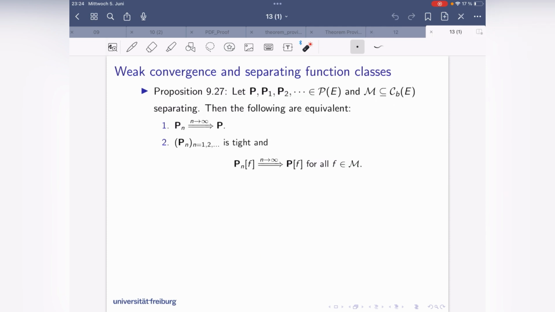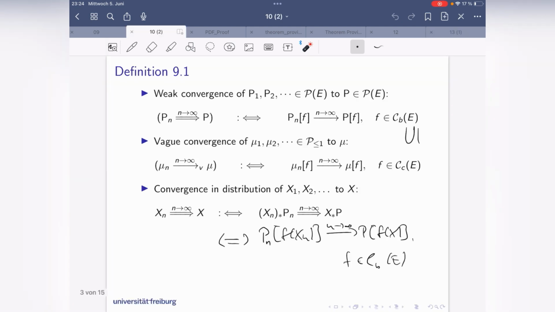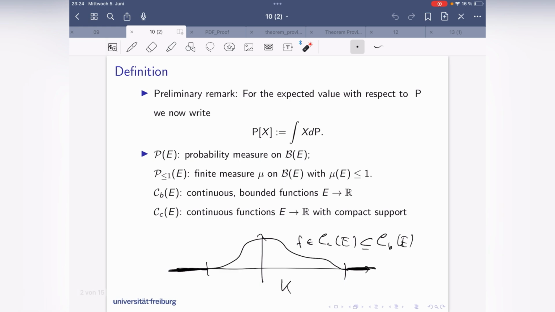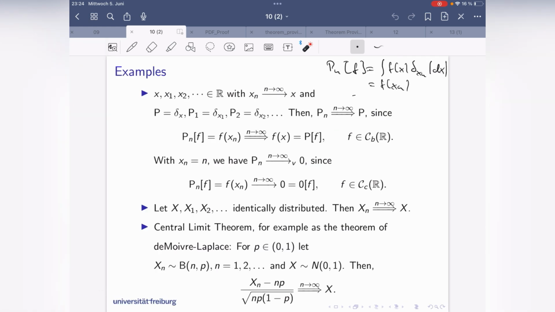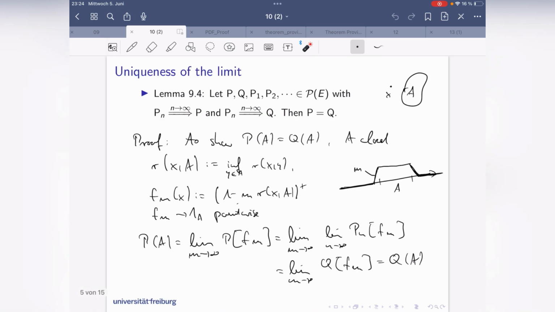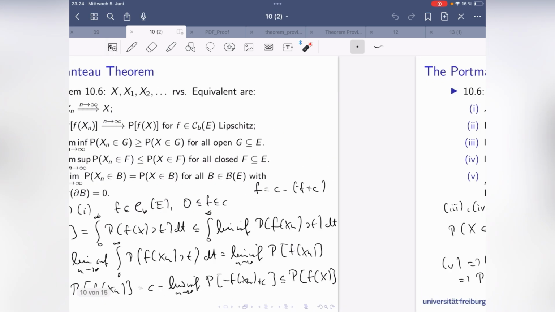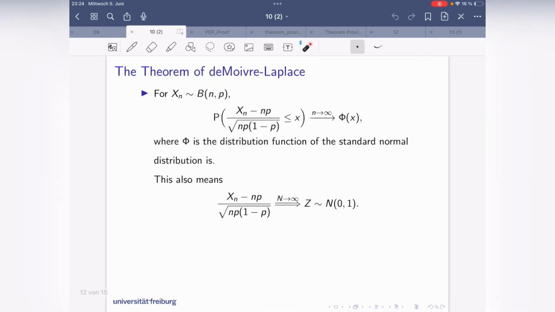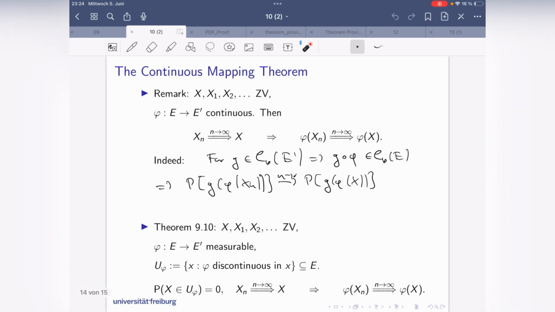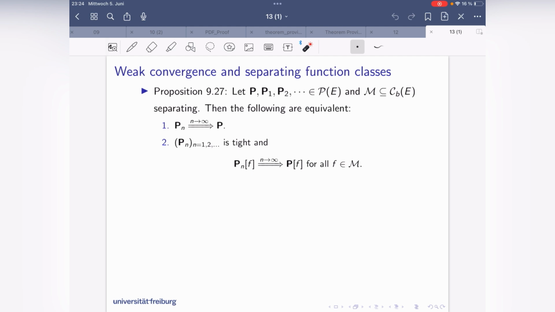Pn converges to P, and Pn is tight. Remember this from the other video, I guess. Let's see, that was the introduction to weak convergence. It was in number 11, which I just have not opened. So let me write it down.